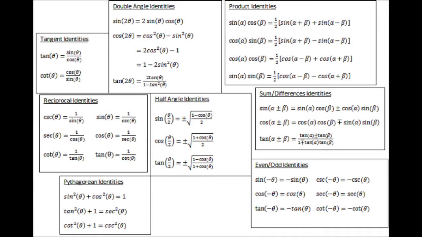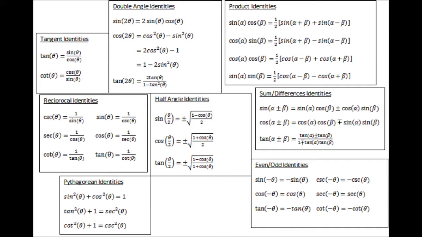So there's a couple different methods in which we are able to prove trigonometric identities. The first one is substitution. So let's look at an example right here. We have to prove that secant x is equal to tan x times cosecant x.